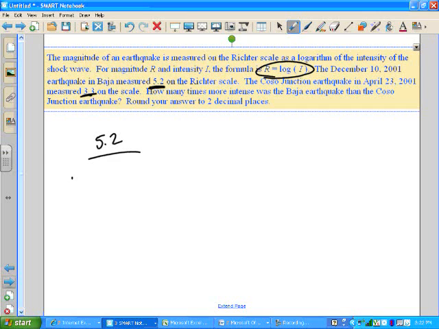So I'm going to use my formula here, R equals the log of I. So we know the Richter scale reading, that's what they gave us, is 5.2. So what's missing there is the intensity. So that's what I'm looking for in both earthquakes. So notice what kind of an equation this is. This is a logarithmic equation with a single log. The log's already isolated, so I'm going to go to an exponential form.